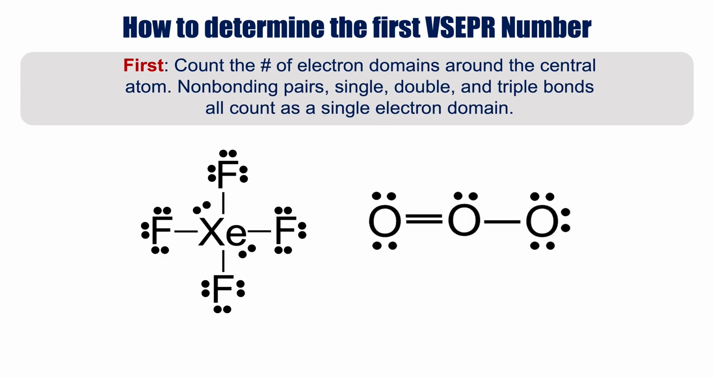All right, so let's go through and look at two examples and how we would determine the VSEPR number for each one. So for that first example, xenon tetrafluoride, there's 1, 2, 3, 4, 5, 6 electron domains. So the first digit's a 6. For ozone, when I'm analyzing that central oxygen, there's 1, 2, 3 electron domains total. So 3 is the first digit.